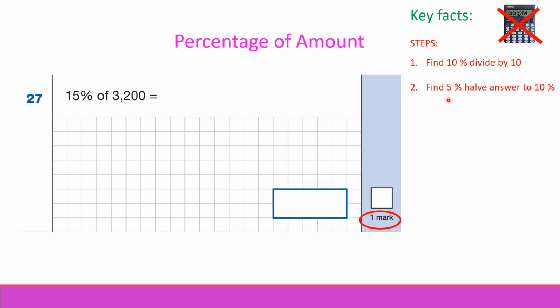Next, we need to find 5%. So 10 divided by 2 is 5. So if you halve the answer you've just worked out, that will give you 5%.